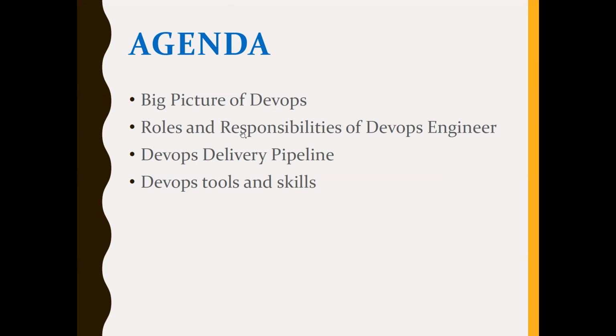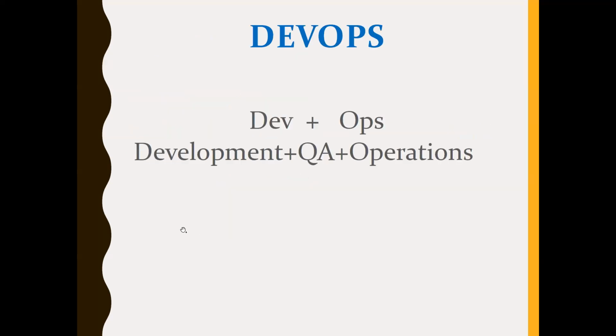So yeah, roles and responsibilities of a DevOps engineer, the DevOps delivery pipeline, like what is a CI/CD pipeline and how it works. DevOps tools and skills. What are all the tools we'll be covering? What skills you will be getting by the end of this course? All of this will be covered today. So yeah, let's get started.